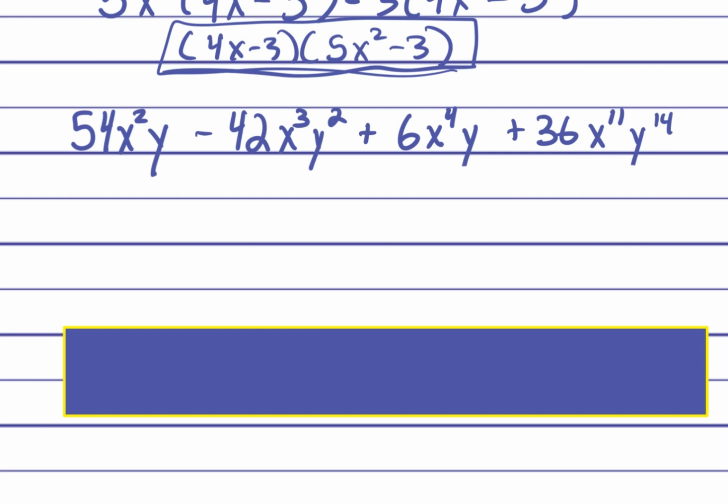If I go 54 divided by 6, do I get a whole number? Yeah. If I take 42 divided by 6, that's 7. 6 divided by itself is good. 36 divided by 6 is 6. So that right away tells me 6 is the GCF. You can always start with the smallest one.